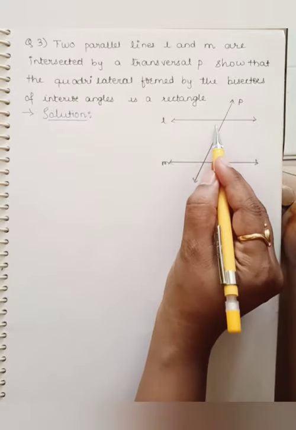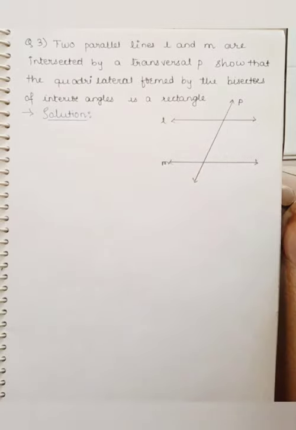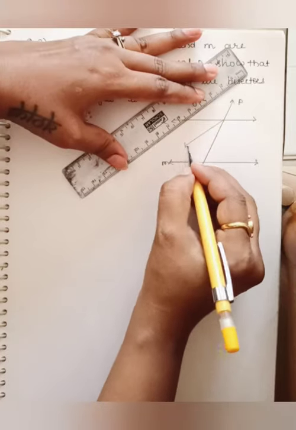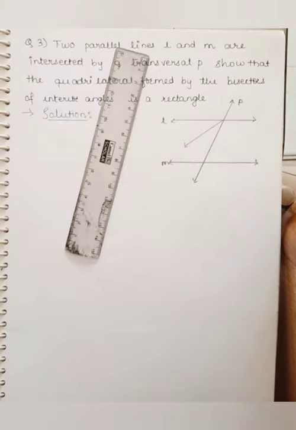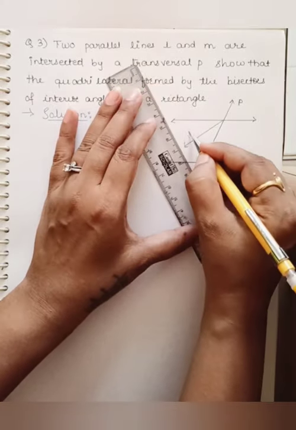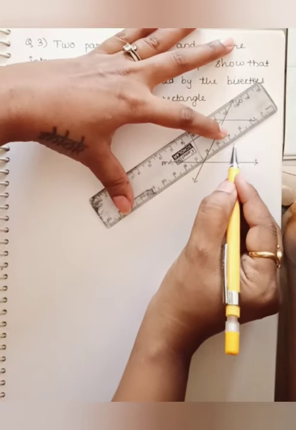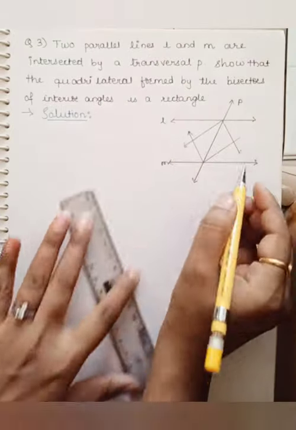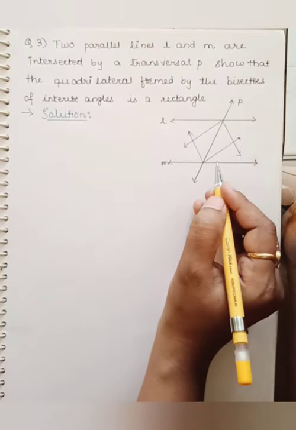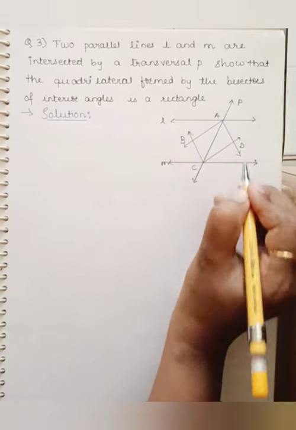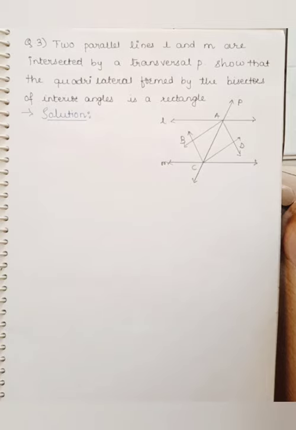So now which are the interior angles? So the four interior angles are this one. So we have to draw the bisectors for all the four interior angles. So this is the bisector for the first interior angle, whereas this is the bisector for the second one, the bisector for the third one, and the bisector for the fourth one. So as you can see, a quadrilateral is being formed, isn't it? Suppose I name it as A, B, C, and D. So a quadrilateral is being formed, ABCD.